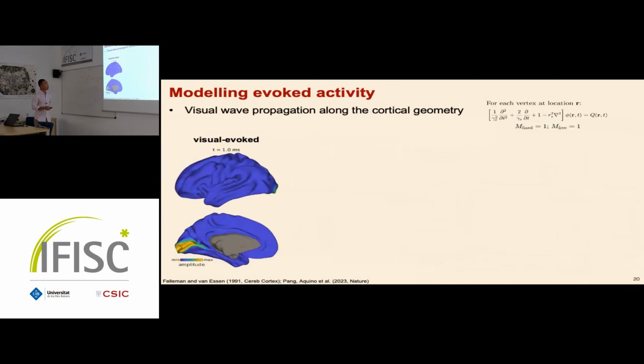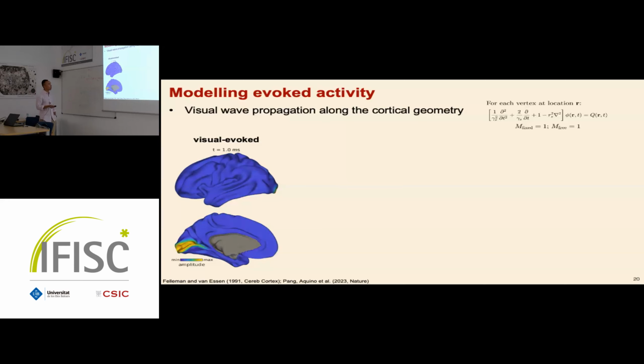You can also model evoked activity. So in here, for example, we ping the visual cortex and just allow it to freely propagate without any other external stimulus. So it's a step function stimulus. And then what do we get out of this?